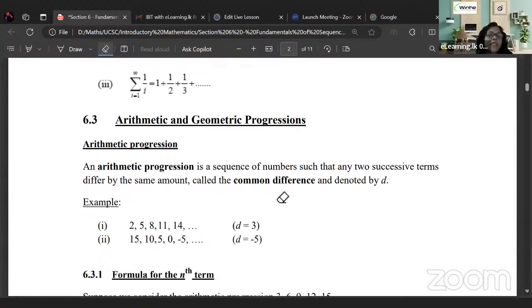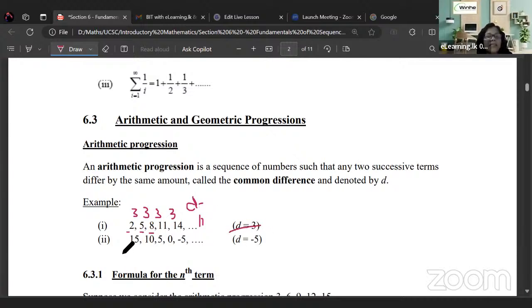So, if you consider example 1, if you consider 2 and 5, what is the difference between 2 and 5? It is 3. If you consider 5 and 8, again the difference between these two is 3. If you consider 8 and 11, the difference is the same. Therefore, we can say this is an arithmetic progression with the common difference d equal to 3. Right?